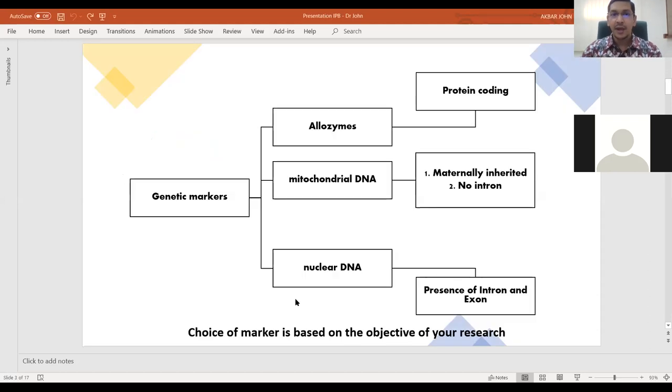Okay. If you categorize the molecular markers, the genetic markers, into allozymes initially, which is the protein coding gene, then the second one is the mitochondrial DNA, which is maternally inherited. The third one is the nuclear DNA. Which molecular marker are we supposed to select for our subject matter?